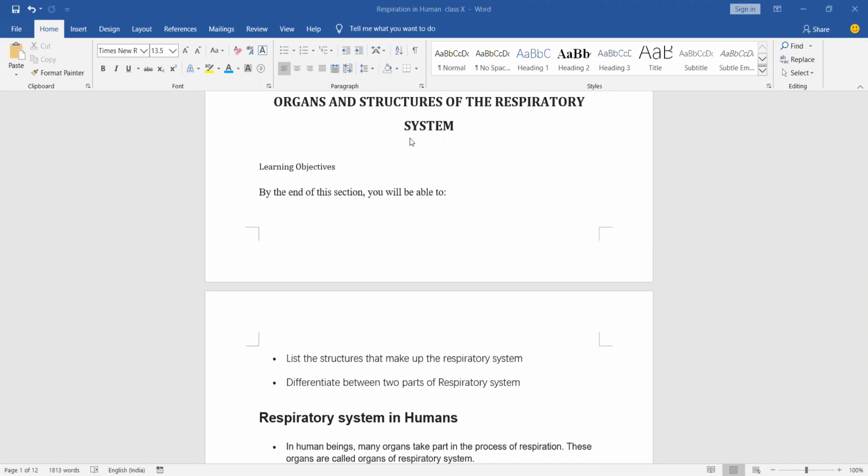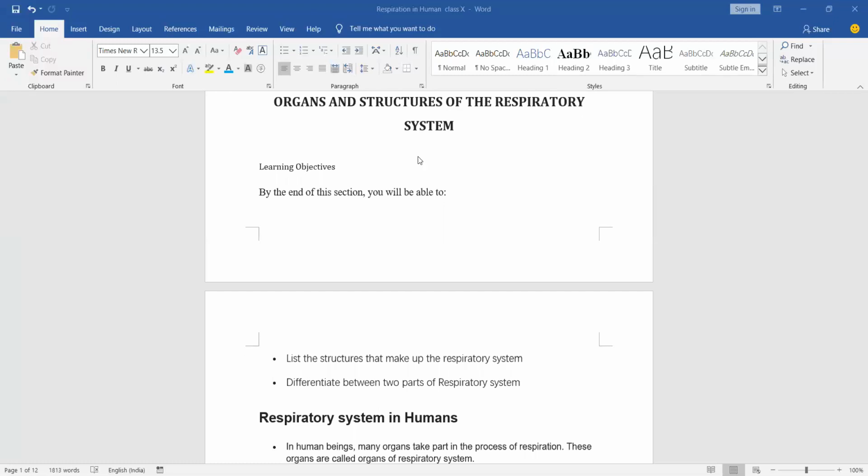Today, students, I'm going to start the topic from the class 10 life process chapter, Human Respiratory System. Learning objective: by the end of this session, you will be able to list the structures that make up the respiratory system, and you will be able to differentiate between two parts of the respiratory system.